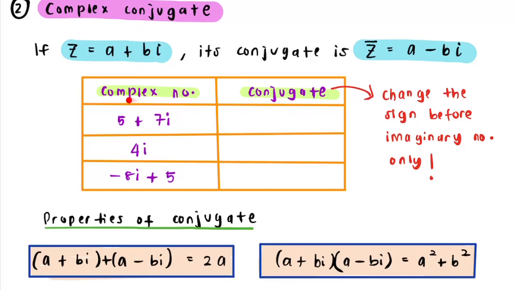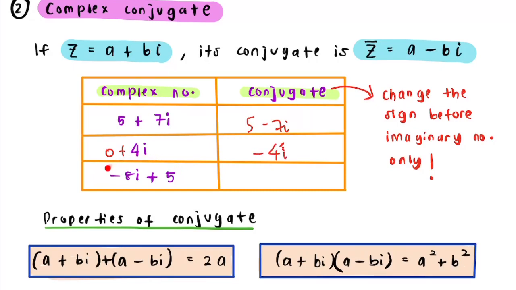It's the same number, but the sign here is the opposite. So let's see this one, 5 plus 7i. The conjugate will be 5 minus 7i. Next, 4i. So 4i here means 0 plus 4i. In order to find the conjugate, it is 0 minus 4i.